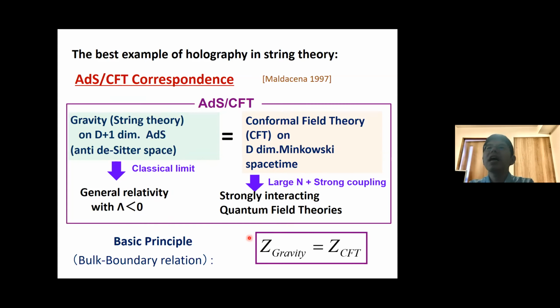And the basic correspondence between the gravity side and the conformal field theory side is the equivalence of partition function or free energy. This is known as the bulk to boundary relation, the GKPW relation. These are the AdS/CFT correspondence, and I would like to go to the calculation of entanglement entropy.